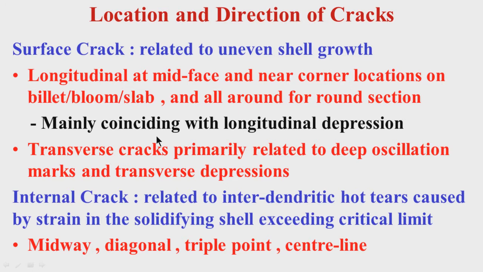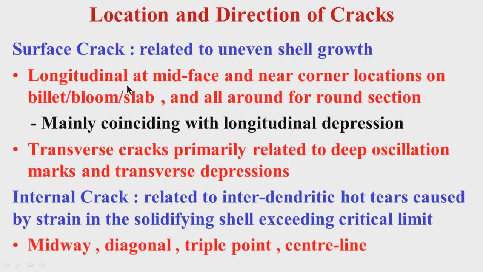In the last session, I discussed the location and the direction of the cracks in the cast products, and how the defects will look, whether on the surface or internal. There are two basic categories. One is the surface crack, which you can see on the surface itself of the cast product, whether it is bloom or billet or round or slab.